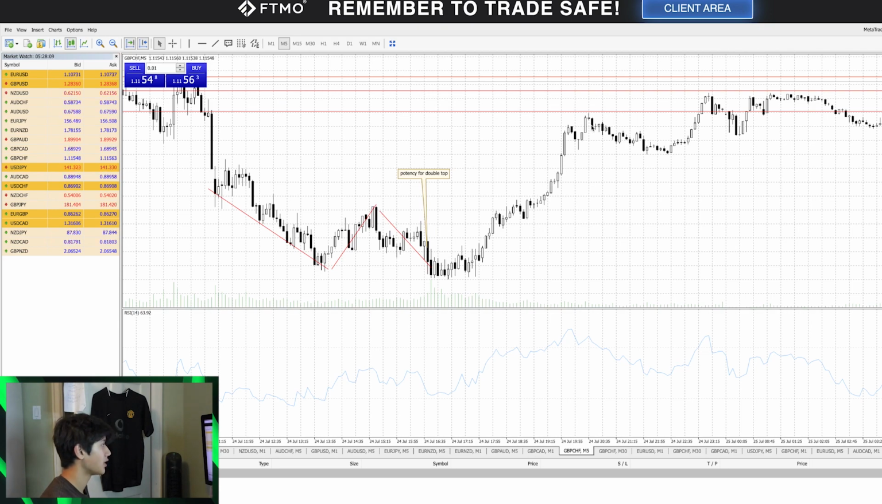I could have gone a little more, but I was like, you know what, I'm not gonna be greedy. I'm only trying to grow this account by 5K, so I took I think it was 2K profit. Okay, and let's see another setup that I had.